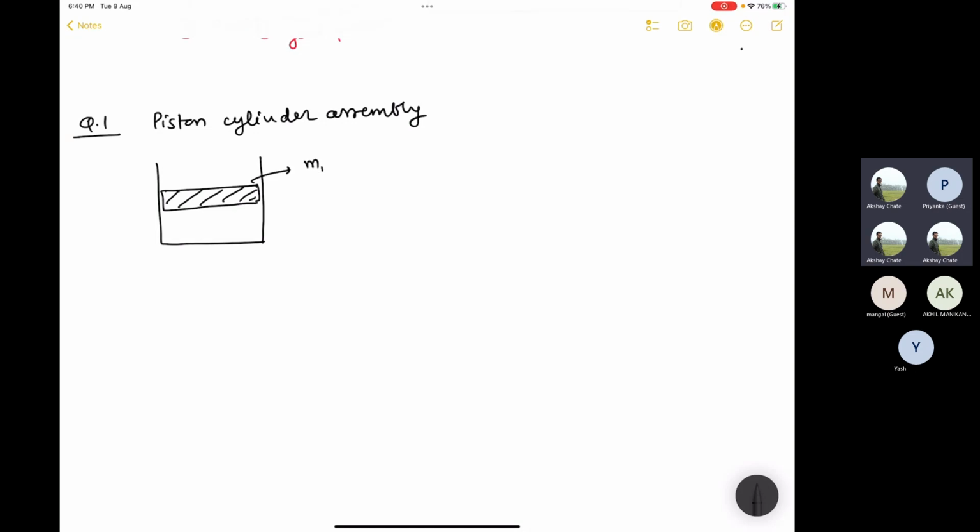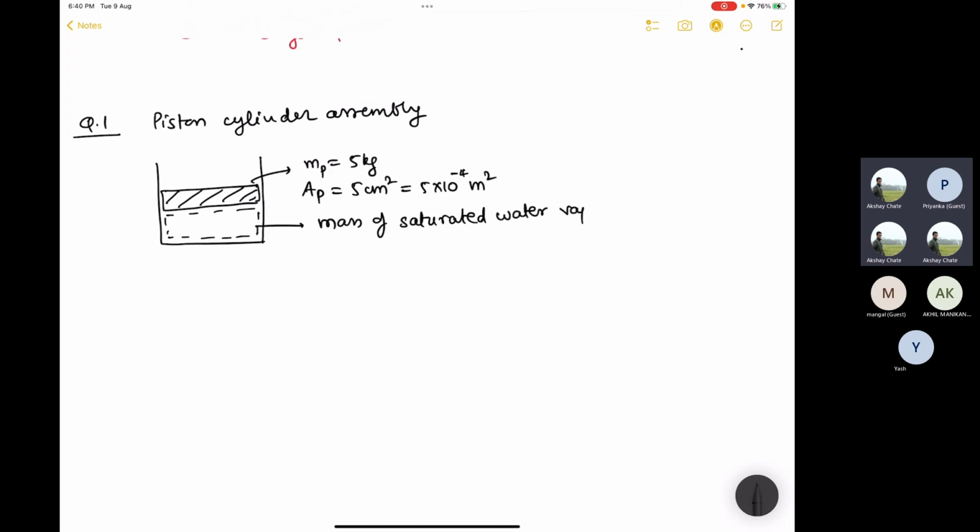here the mass of the piston is given as 5 kg, and the cross-sectional area of the piston is given as 5 centimeter square. It's better to convert everything to SI units initially, when you write the given physical quantities. And the system has the mass of saturated water vapor, I'll call it M, let's say M only, 1 kg.